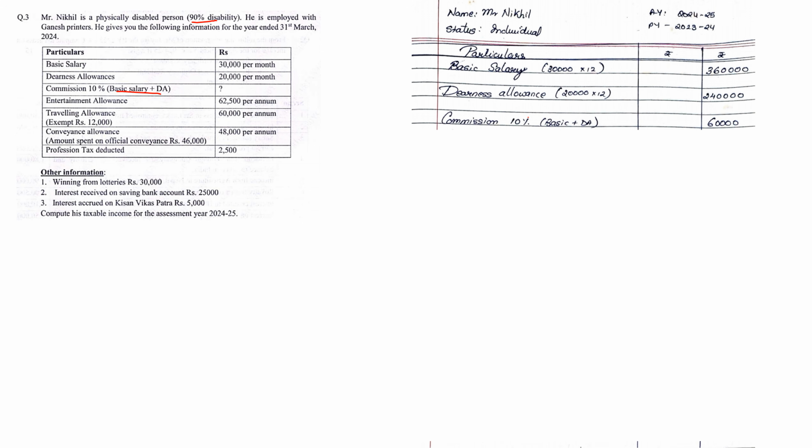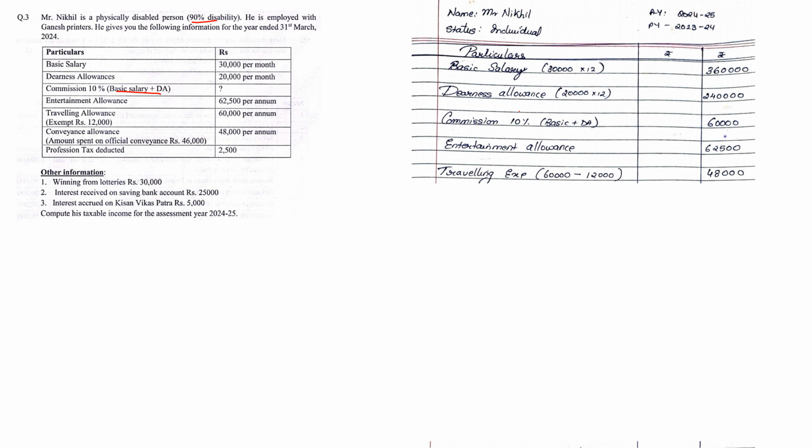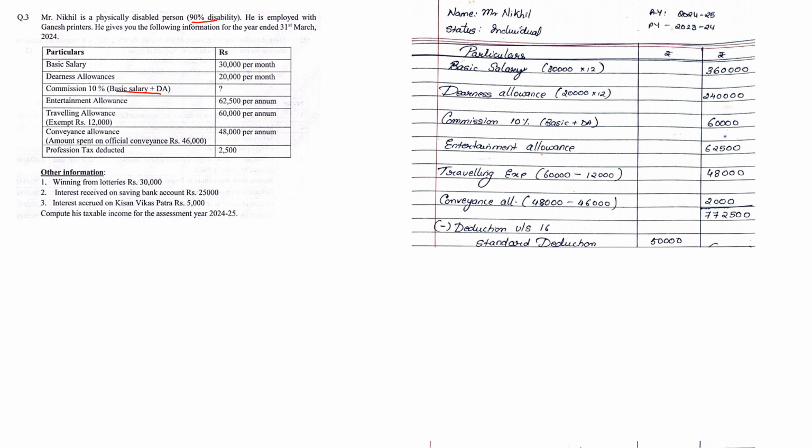Entertainment allowance is 6,500 per annum, directly we will take it. Traveling allowance is 60,000 per annum, but exempt is 12,000. They're giving you the exemption, so you minus it and put down 48,000. Conveyance allowance is 48,000 and amount spent on official conveyance is 46,000. So 48 minus 46, 2,000 is the conveyance. We add up everything, and professional tax comes later on. You add up, we got 7.7 lakh.